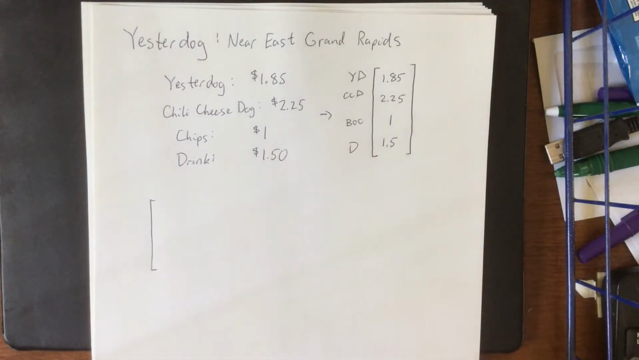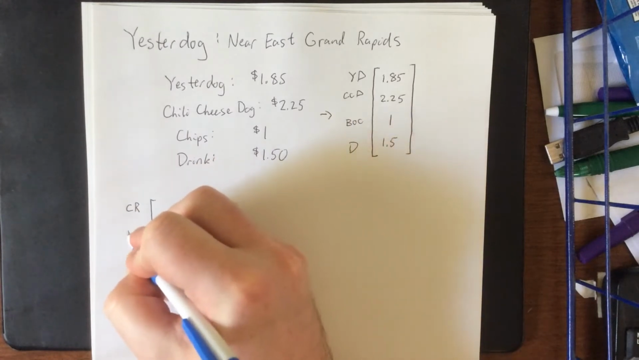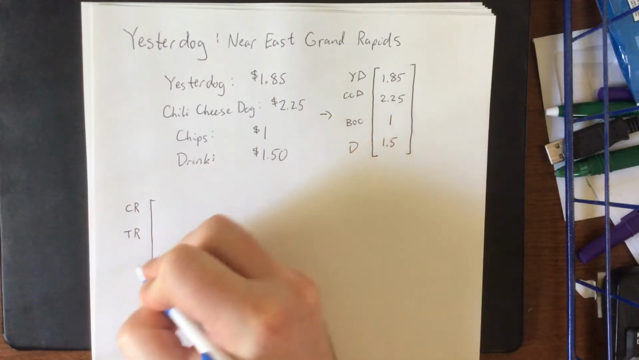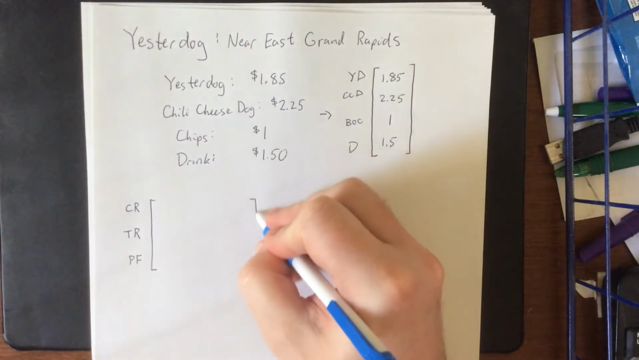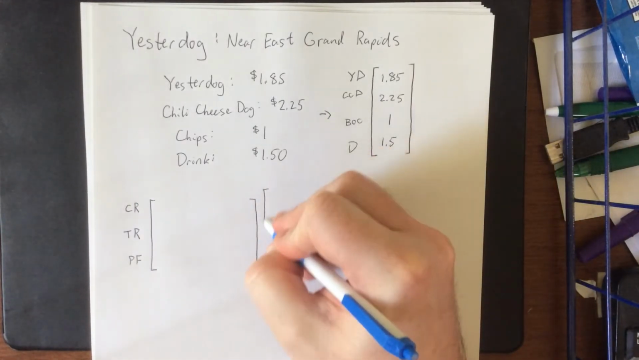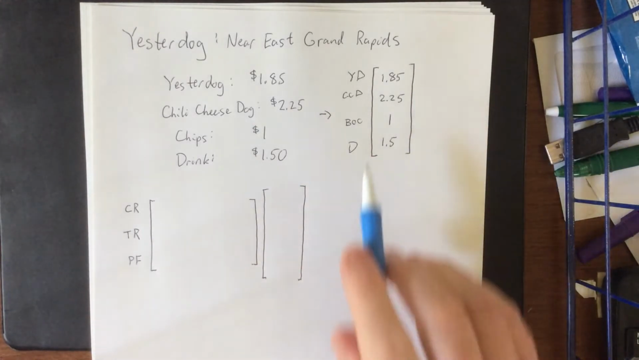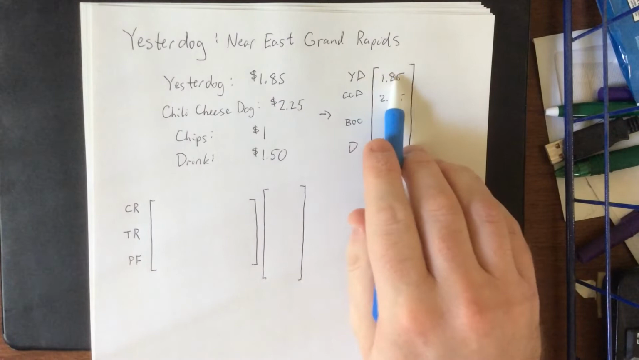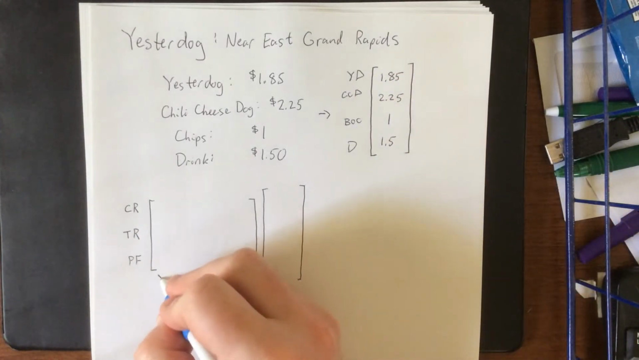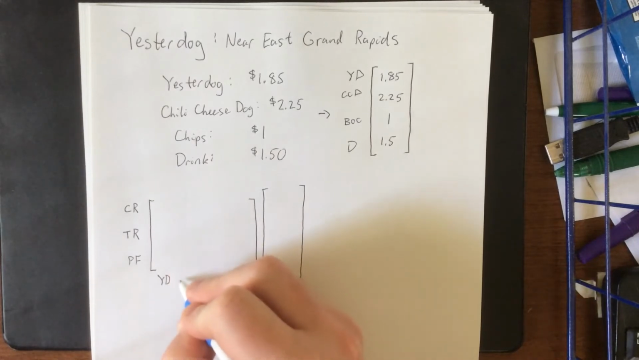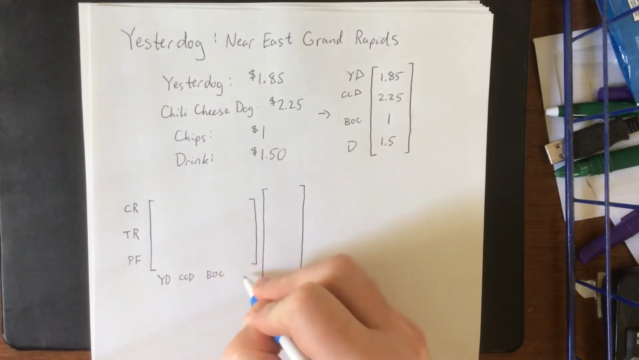So I'm going to go today to Yesterdog with my friend Chris Reed, his lovely wife Trisha Reed, and then Professor Friday is going to go as well. What we're going to do is we're going to order some Yesterdog. So keeping in mind that the order is top entry is Yesterdog, then chili cheese dog, then a bag of chips, then a drink, that means that we need to put our order in the same order. So each of the columns will represent each of these things.